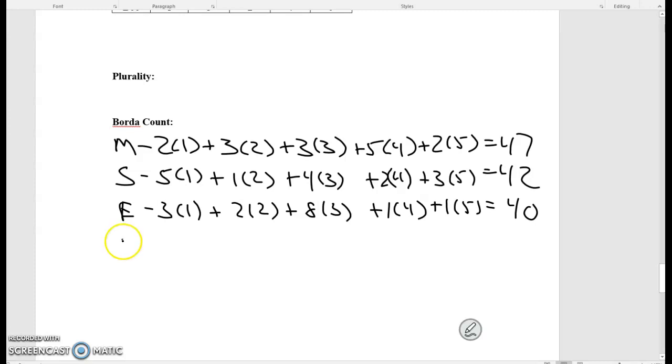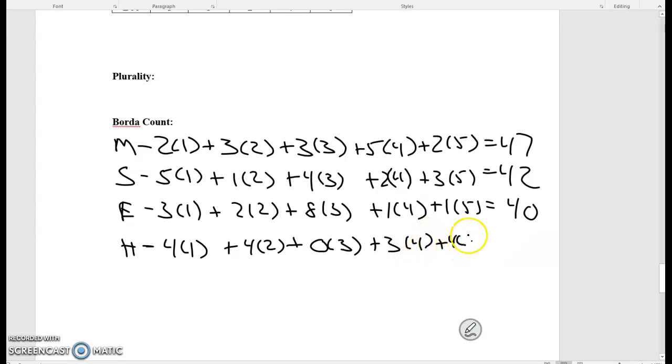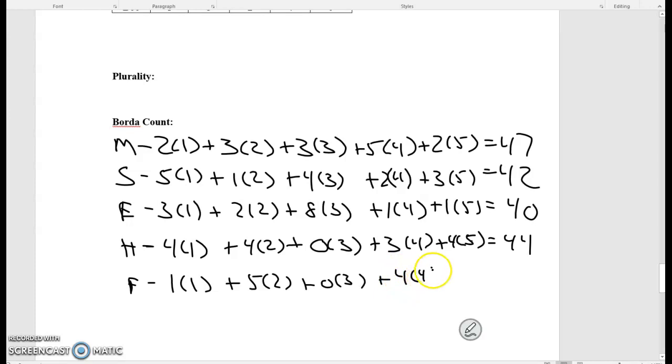For history, 4 first place votes, 4 second place votes, 0 third place, 3 fourth place, and 4 fifth place. Score of 44. And finally, French, 1 first place vote, 5 second place votes, 0 third place, 4 fourth place, and 5 fifth place, and we get a score of 52. And I should be able to add up and down.